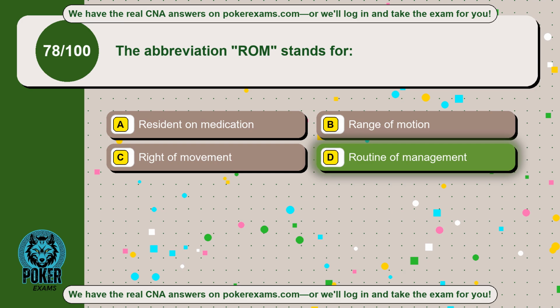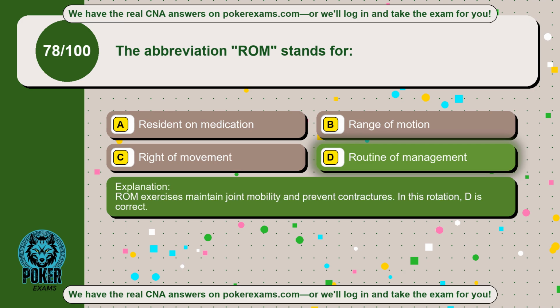Routine of management. ROM exercises maintain joint mobility and prevent contractures. In this rotation, D is correct.